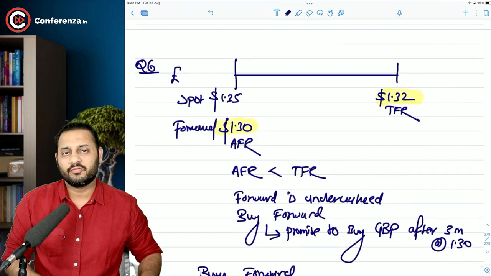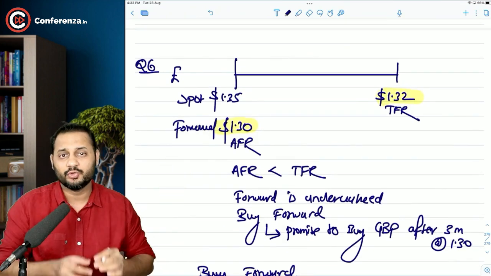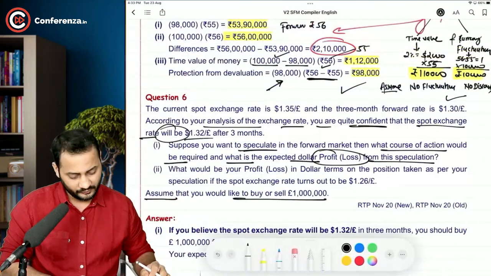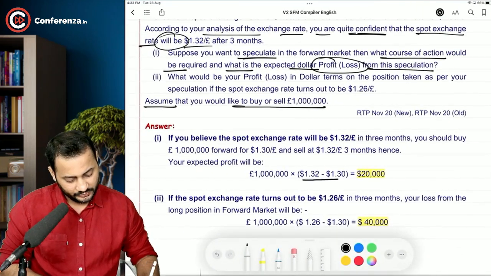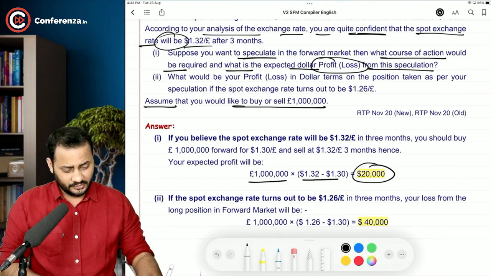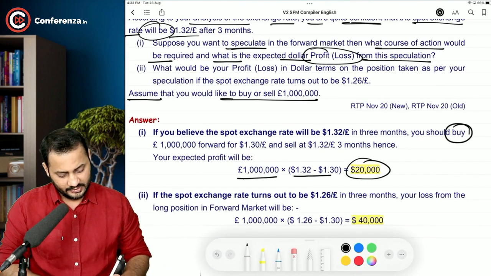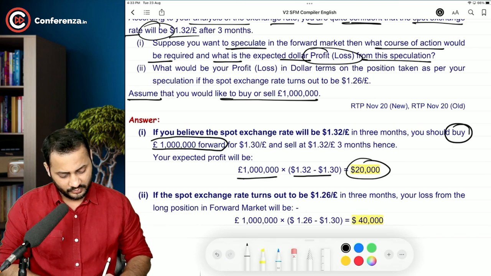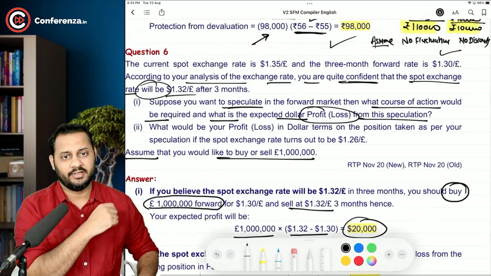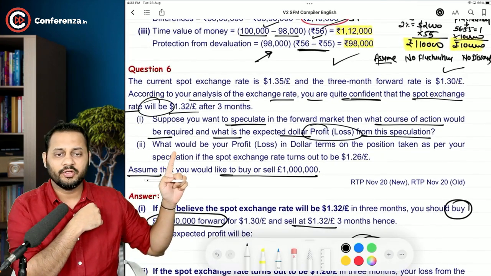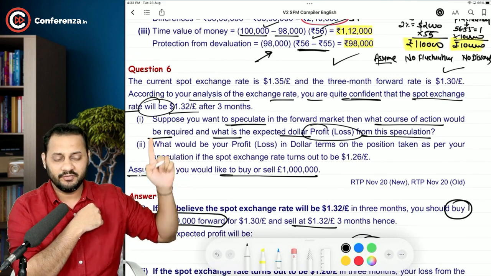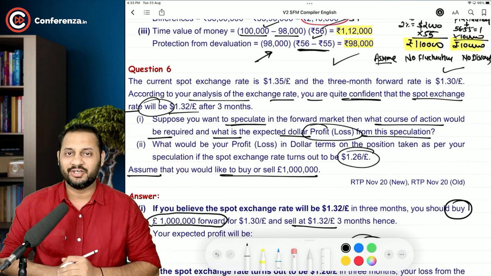So, how much profit are we going to make? The difference between these two. $0.02 on every pound. Now let's have a look. $0.02 on every pound, that is $20,000. See, you should buy 1 million pounds forward and sell it at this spot rate. Simple. But what would be your profit or loss in dollar terms on the position taken as per your speculation if the spot exchange rate turns out to be 1.26?